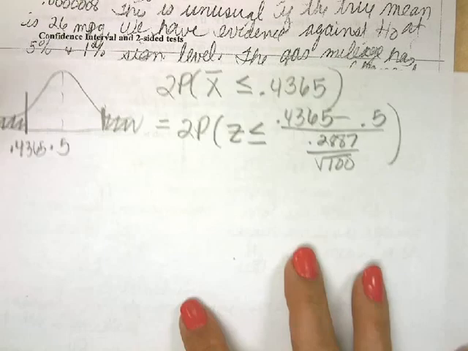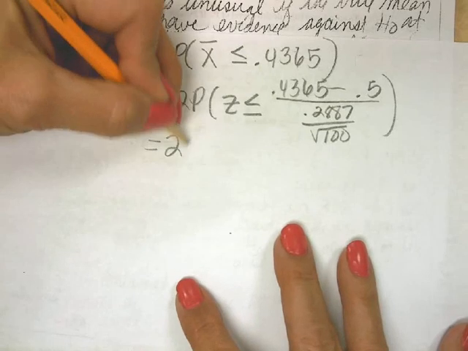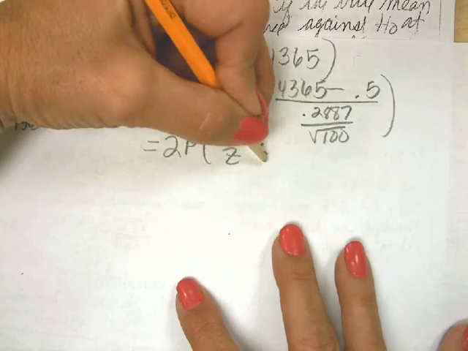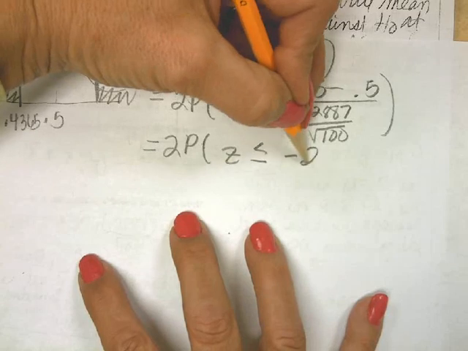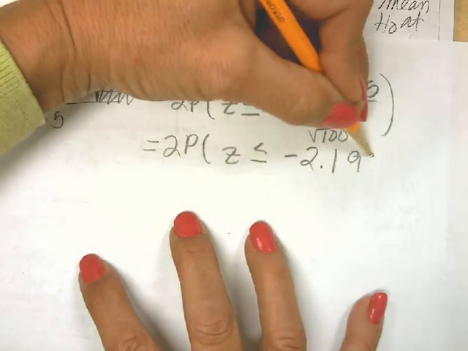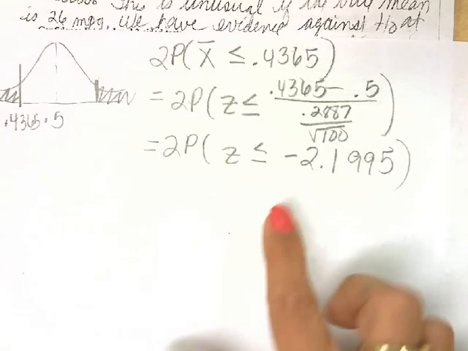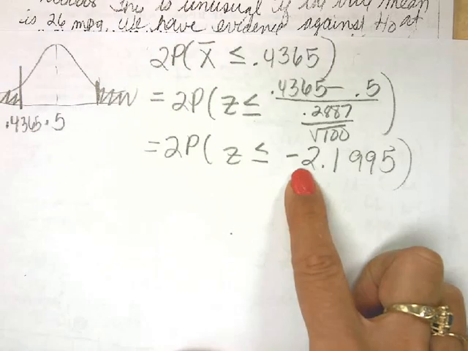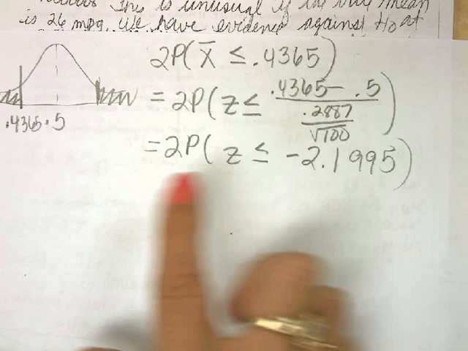And when I do that, I get negative 2 point, and it comes out to be 1995. Okay, and now I'm going to find, with normal CDF, I'm going to find this area, which I can see is going to be relatively small.